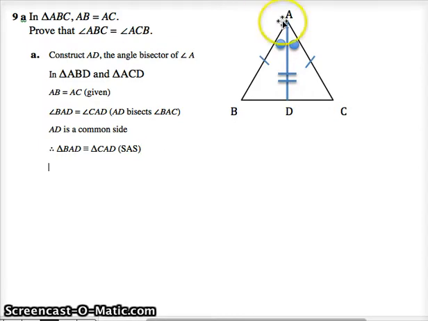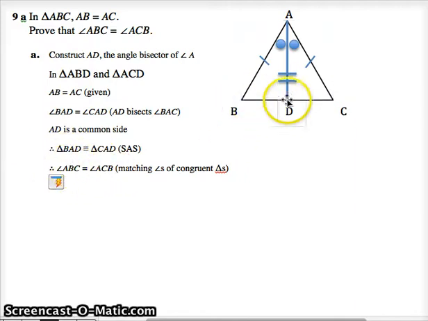We're asked to prove that angle ABC equals angle ACB, and we've done that now because if these two triangles are congruent, we can see that this angle ABC is the matching or corresponding angle with angle ACB. So that's our last bit of this proof. Angle ABC equals angle ACB, reason being that they are matching or corresponding angles of congruent triangles.